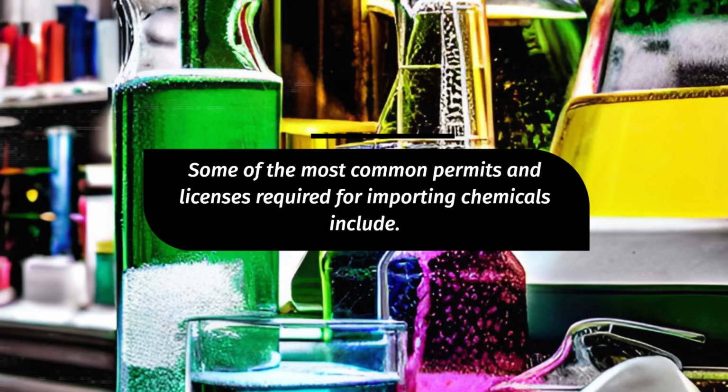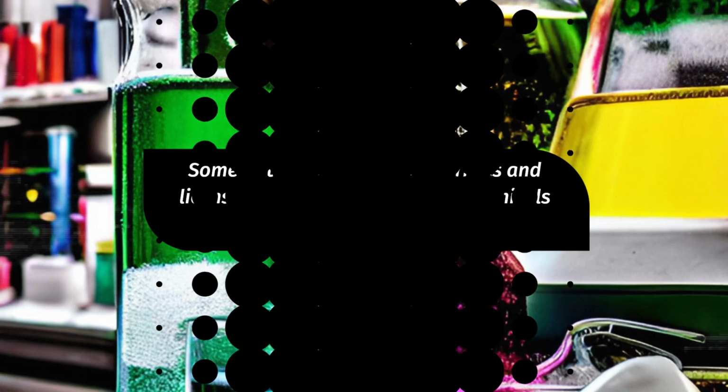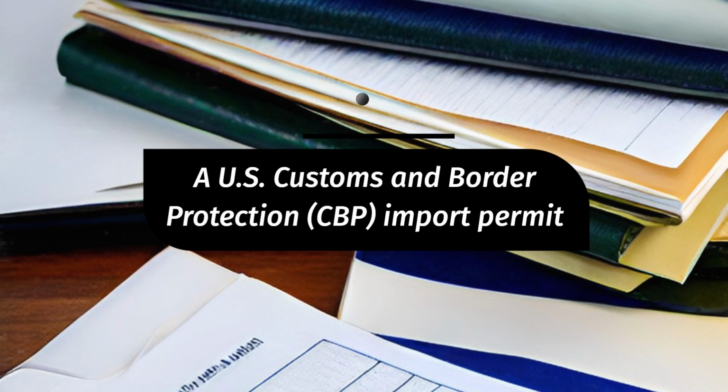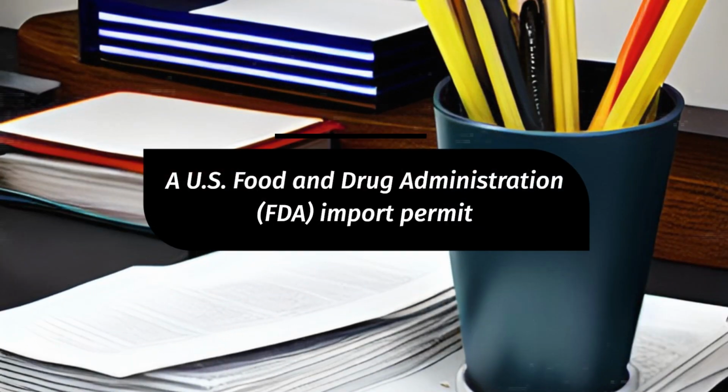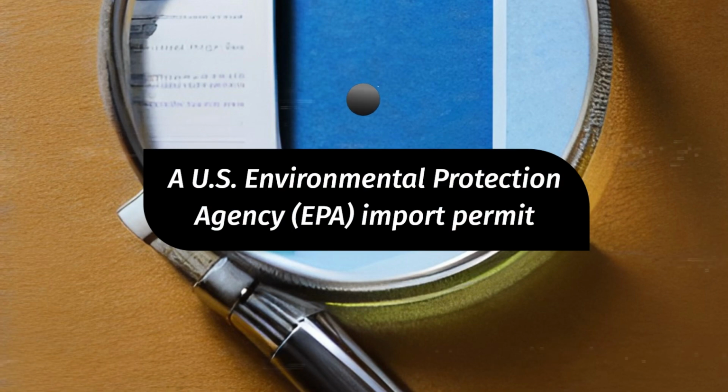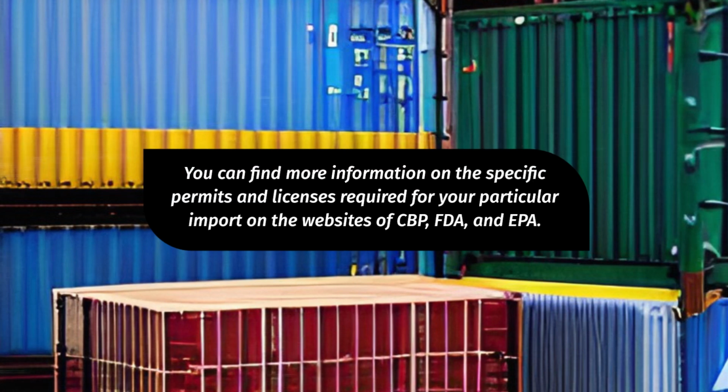Some of the most common permits and licenses required for importing chemicals include a U.S. Customs and Border Protection (CBP) import permit, a U.S. Food and Drug Administration (FDA) import permit, a U.S. Environmental Protection Agency (EPA) import permit. You can find more information on the specific permits and licenses required for your particular import on the websites of CBP, FDA, and EPA.